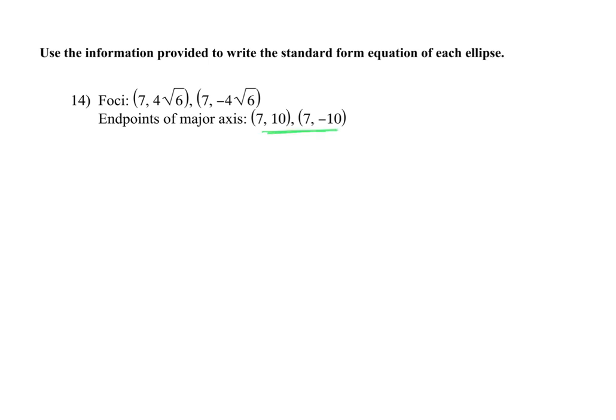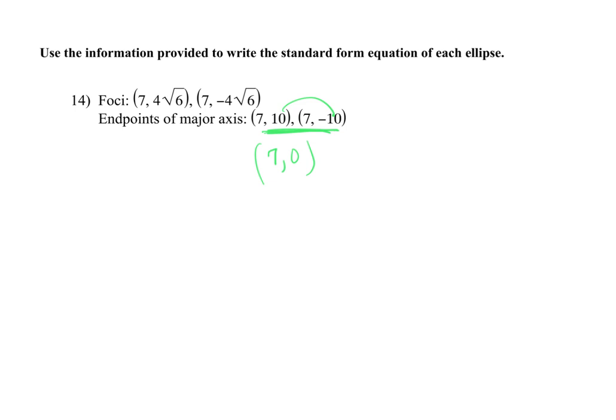Endpoints. This is where you can find your center by doing your midpoint, right? The distance between the two. Major axis, what's changing? My y value. So this is going to be opening on the y, right? So that means my center is going to be at 7, and then the average of these two, which is 0. I know I'm opening on the y, so I know my larger is going to go under my y value there.